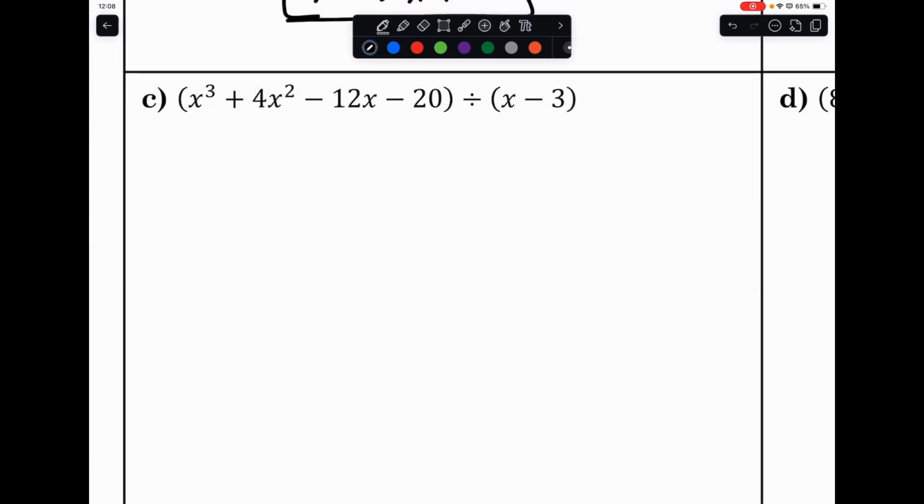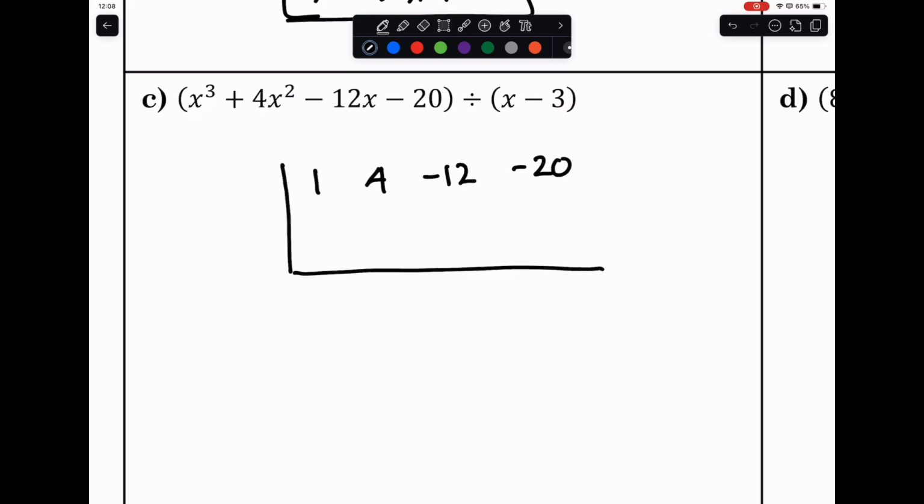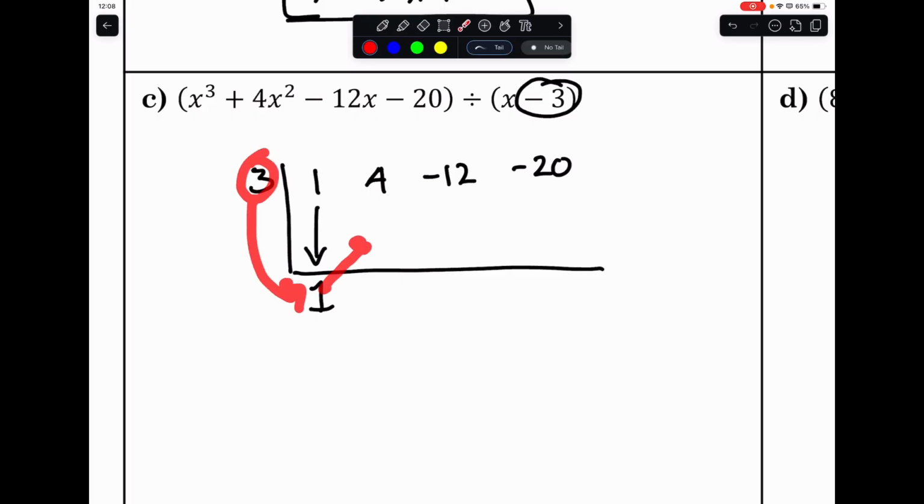So let's do the last two without the template I provided and just join it ourselves. So we have 1, 4, -12, -20. And on the outside, because this is a -3, is going to be +3. So we bring down the 1. We start by bringing down the 1. And we'll multiply the 3 with 1. And that number will go underneath the 4. So that's going to be 3. Remember, we add these numbers, and this adds up to 7.